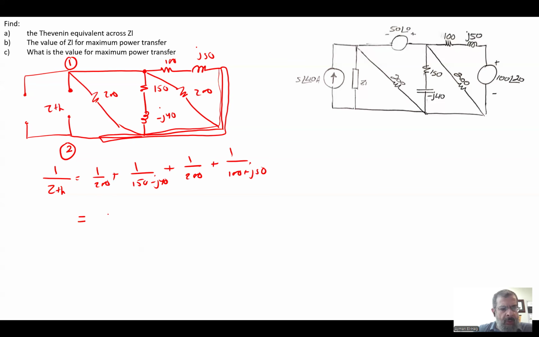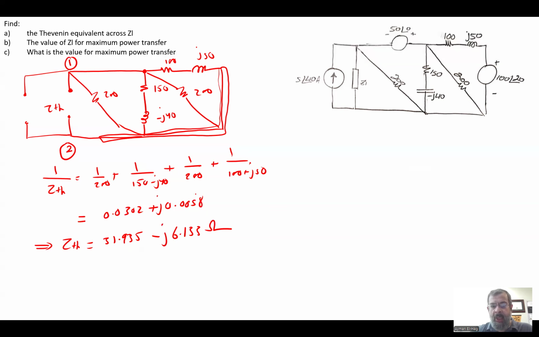And this will equal 0.0302 plus j0.0058. So from this, your Z Thevenin is nothing but the inverse of that, 31.935 minus j6.133 ohms. So this is your Z Thevenin, and we found V Thevenin. So that is basically your Thevenin equivalent.